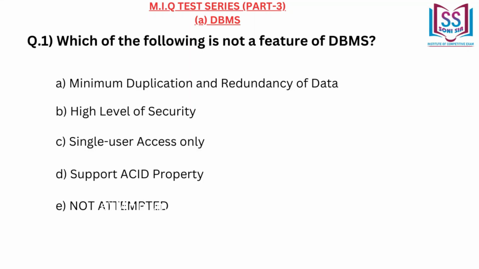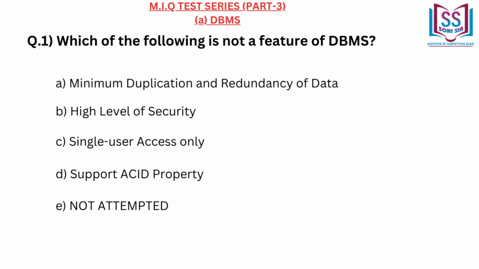Which of the following is not a feature of DBMS? A. Minimum duplication and redundancy of data. B. High level of security. C. Single user access only.